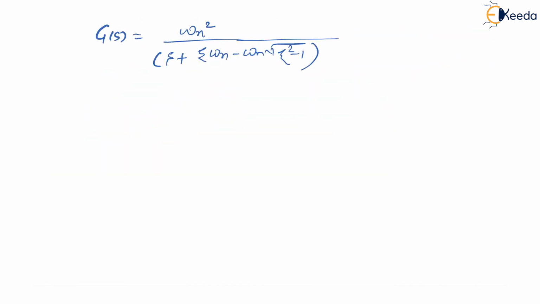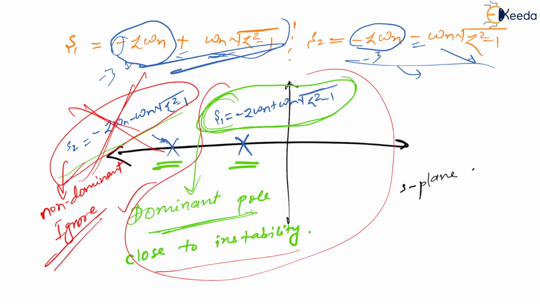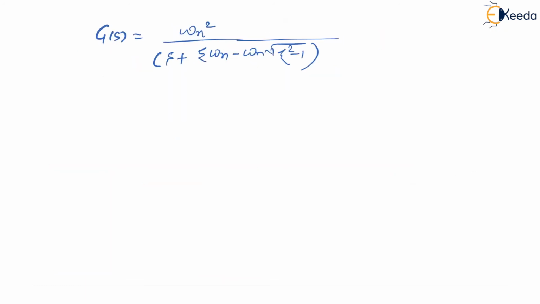A student may have a doubt: sir, here you have got this minus sign. See, this is minus zeta omega n plus omega n into under root of zeta squared minus 1. When this goes to the left hand side, this minus zeta omega n will become plus zeta omega n, and this plus omega n into under root of zeta squared minus 1 will become minus omega n into under root of zeta squared minus 1. That is the whole thing which we have written.